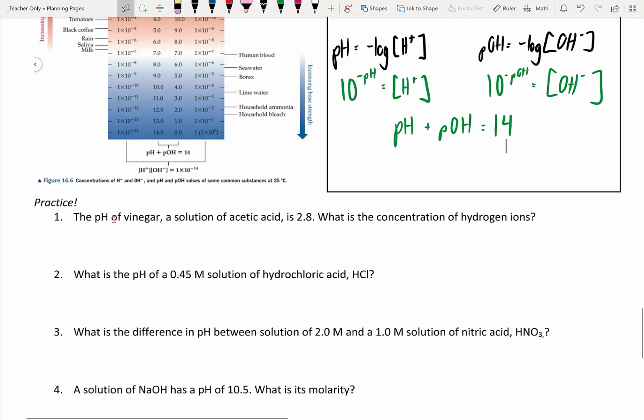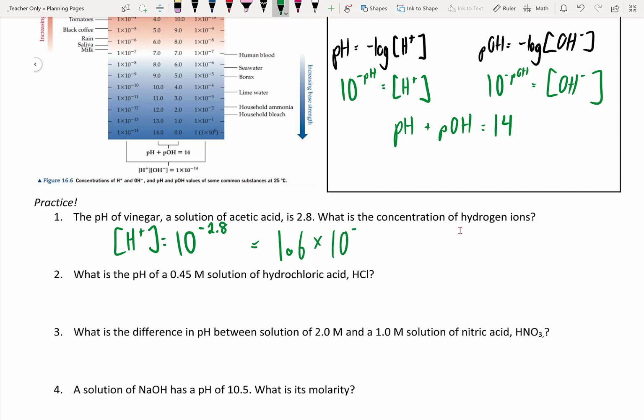Starting with the pH of vinegar, which is a solution of acetic acid, is 2.8. What is the concentration of hydrogen ions? So concentration of H plus equals 10 to the negative pH, 10 to the negative 2.8. Now, we don't usually leave negative signs in exponents, so we have to plug that into our calculator to get our value, which is 1.58, so 1.6 times 10 to the negative 3 molar.